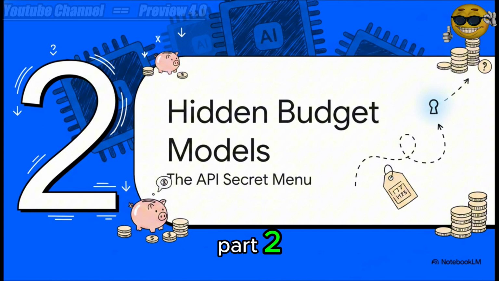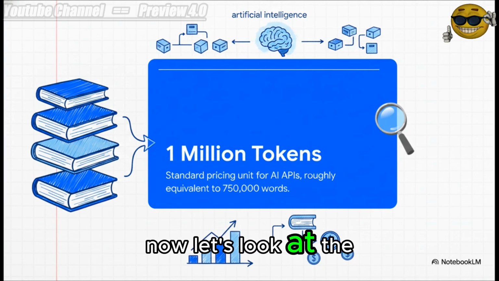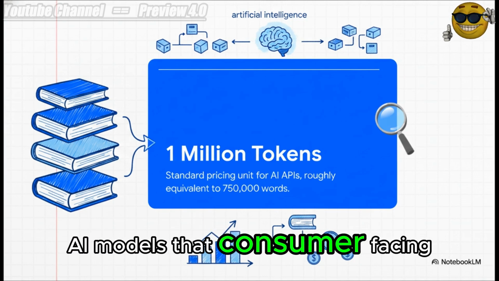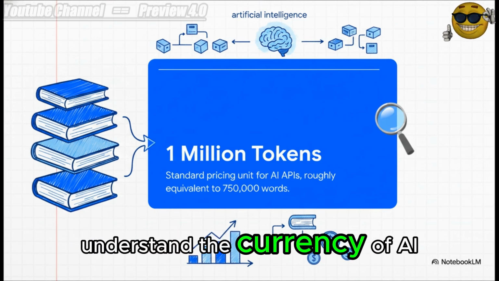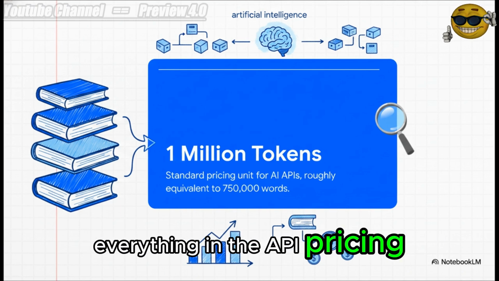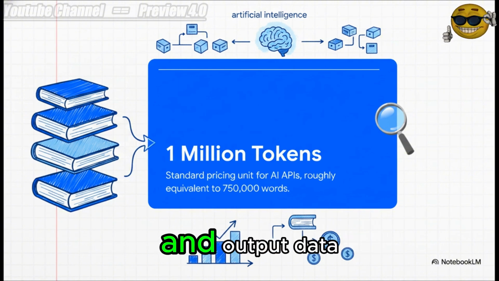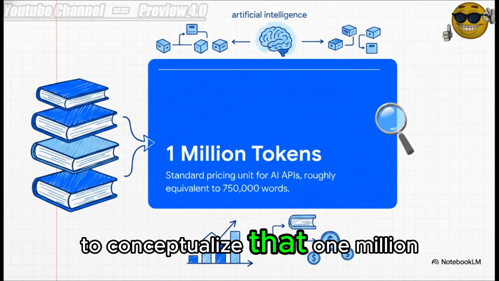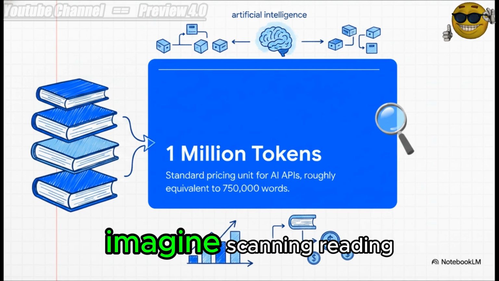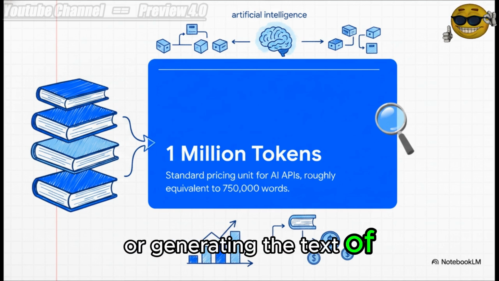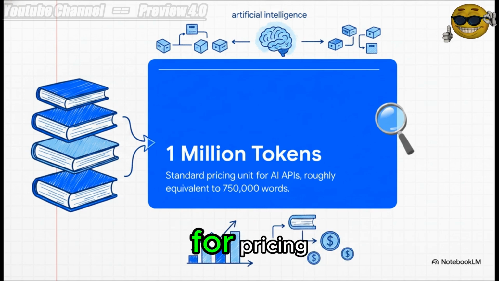Which brings us to part 2, the hidden budget models. This is the API secret menu. Now let's look at the lightweight, ultra-cheap AI models that consumer-facing applications simply do not want you to know about. But first, we need to understand the currency of AI. Everything in the API pricing world is universally measured per 1 million tokens. That applies to both input and output data. To conceptualize that, 1 million tokens is roughly equivalent to 750,000 words. Imagine scanning, reading, or generating the text of 2 or 3 thick, epic novels. That massive volume is your baseline measurement for pricing.